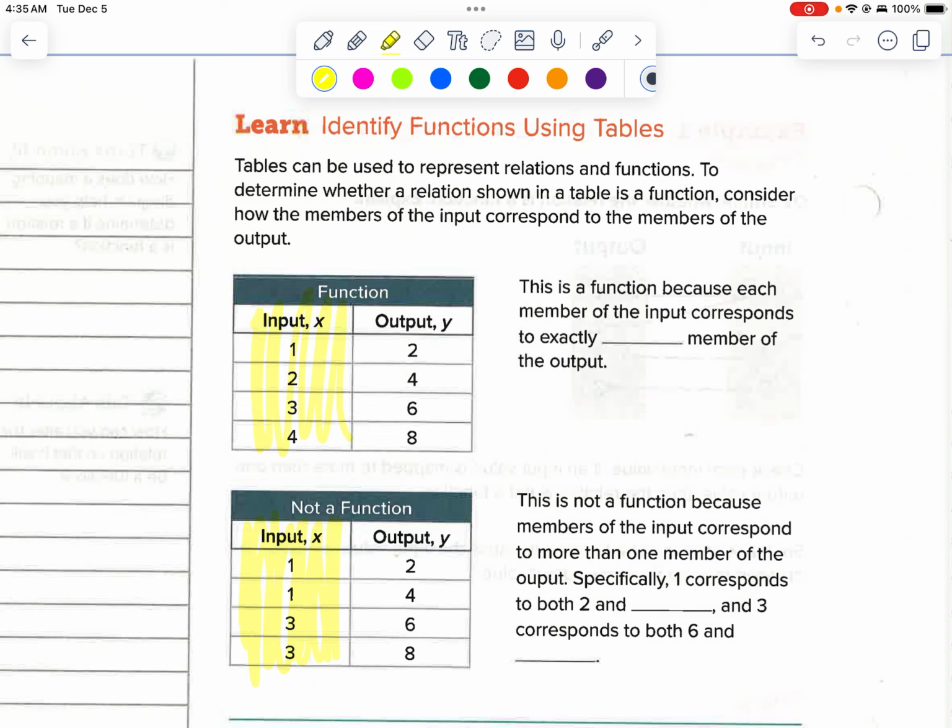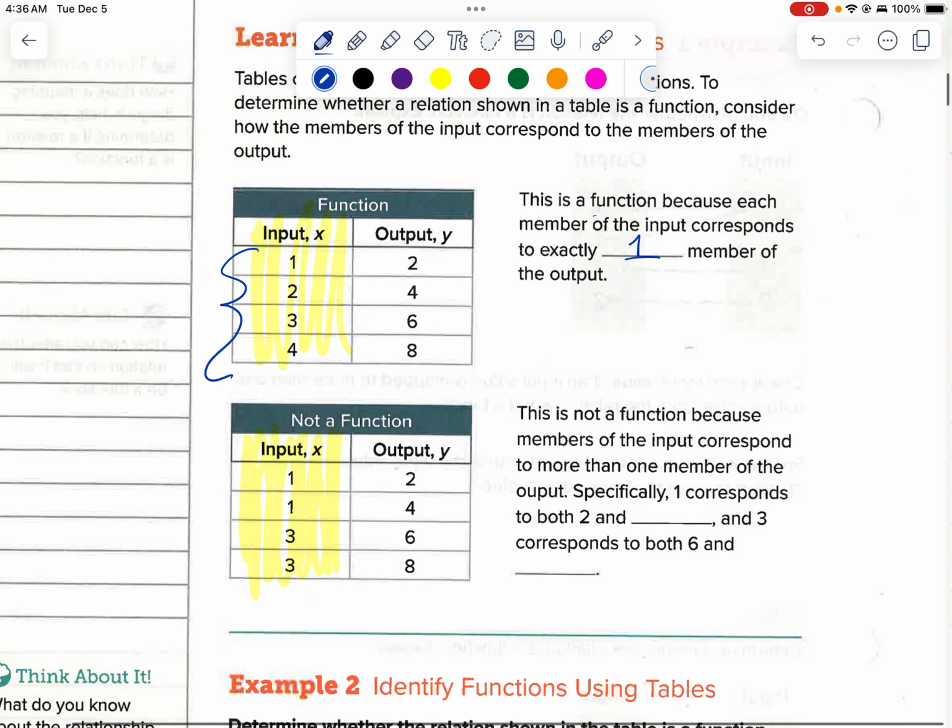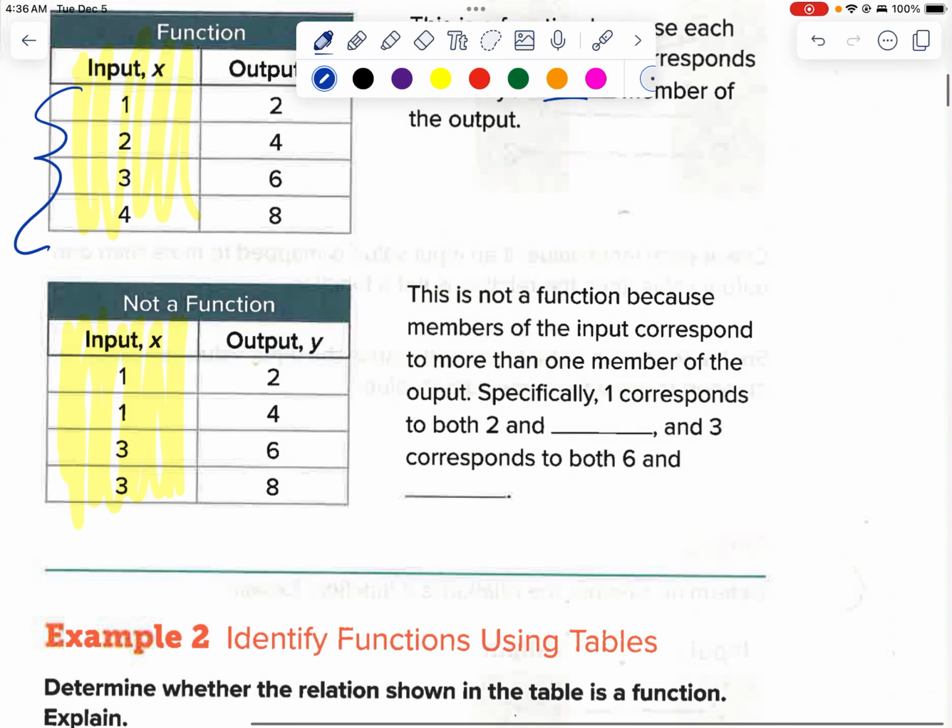The first one, input, is 1, 2, 3, 4. The not a function is 1133. If I look at the function part, it says this is a function because each member of the input, so all of these values, correspond to only one. One is not repeated. Whereas here, this is not a function because the members of the input correspond to more than one member of the output.